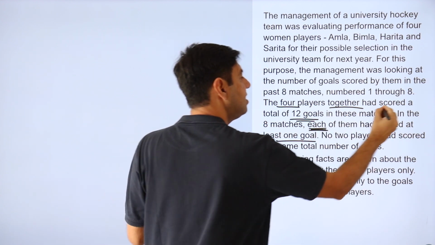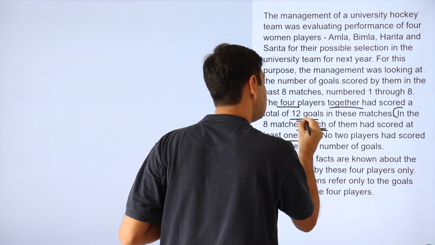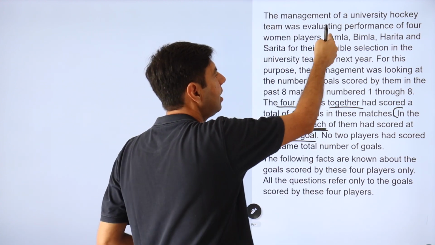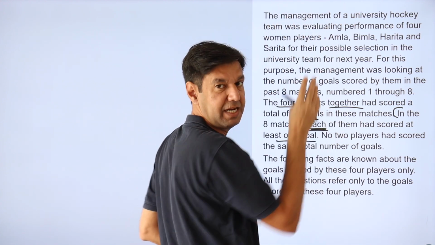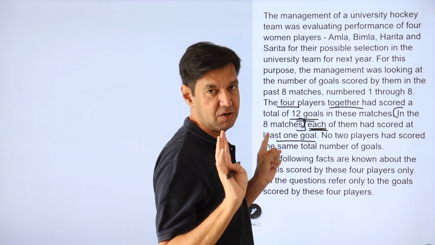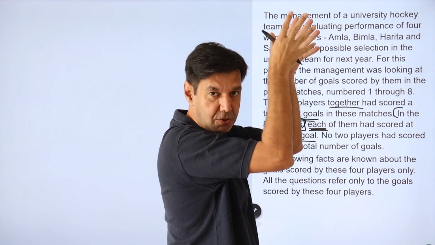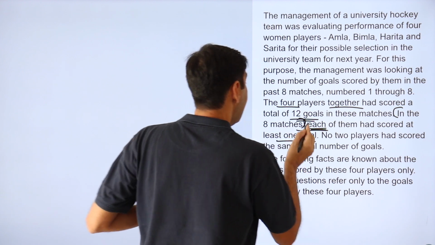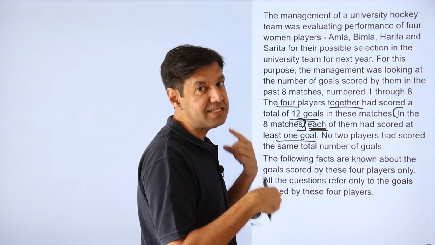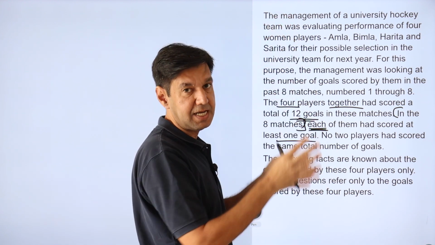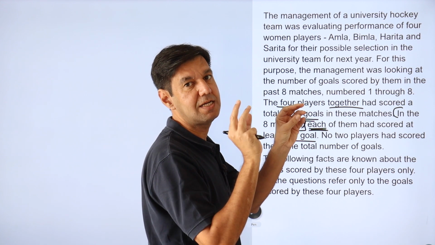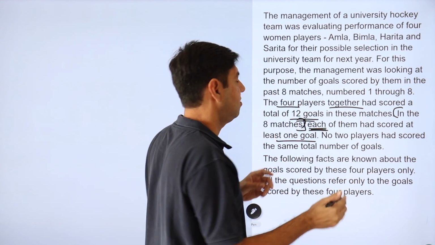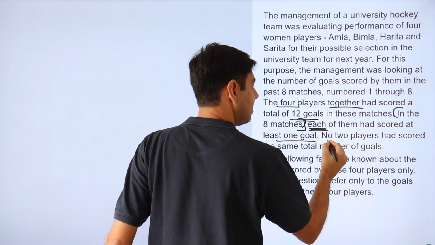So what this means is, in the 8 matches put together, if I total what Amla has scored, it will be at least 1. It will not be 0. Bimla's total will be at least 1 and not 0, right? That doesn't mean that in every match a goal was scored. It just means that Amla's total is non-zero, Bimla's is non-zero, Harita's and Sarita's.